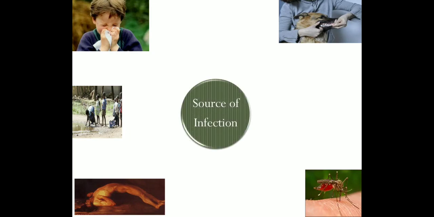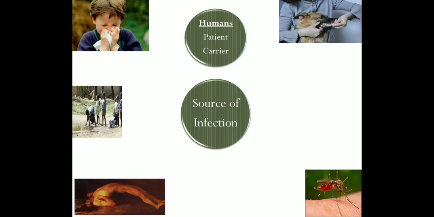Now let us find out what the different sources of infection are. Of course, at the top of the list, always it is us. Humans are considered a very important source of infection. Now, among the humans, you have patients and carriers. Patients are those individuals in a population who are identified to have a particular infection, whereas carriers are those individuals in the population who harbor the infectious agent without showing any clinical symptoms.